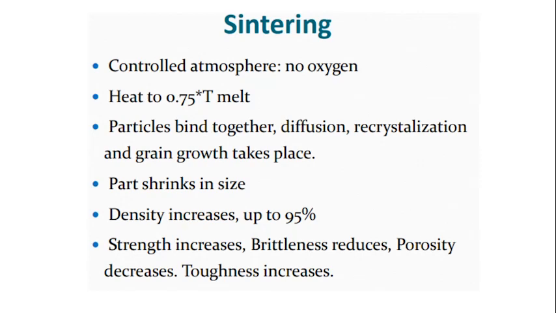Sintering happens in a no-oxygen atmosphere. We will heat our material up to 0.75 times the melting temperature. Then your density will increase, and your porosity will be reduced. Because of that, your strength will increase. Brittleness will reduce because there will be bonding between the material and porosity will decrease. Because of that, toughness will also increase. So in sintering, density increases, brittleness reduces, strength increases, porosity decreases, and toughness increases. All is related. If you remember one, like density increases and porosity decreases, strength increases, you can learn the others.